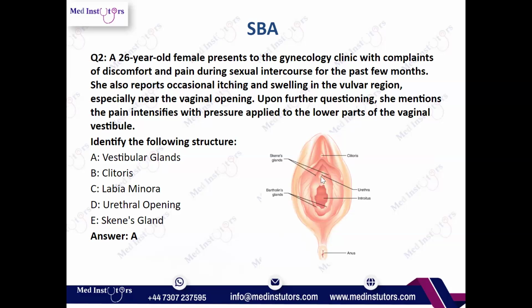Then we have the urethral opening, then the introitus, and here you can see at the 4 and 8 o'clock positions the Bartholin glands. And don't confuse, Bartholin glands are also known as greater vestibular glands, whereas the Skene's glands are known as lesser vestibular glands. So whenever in the exam they twist around the information, if you don't find the option of Bartholin gland, don't confuse. Bartholin glands are the greater vestibular glands, whereas Skene's glands are also known as lesser vestibular glands.